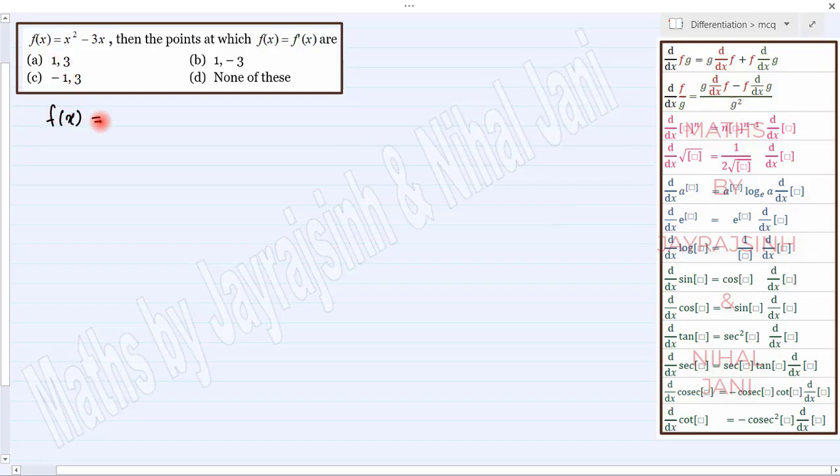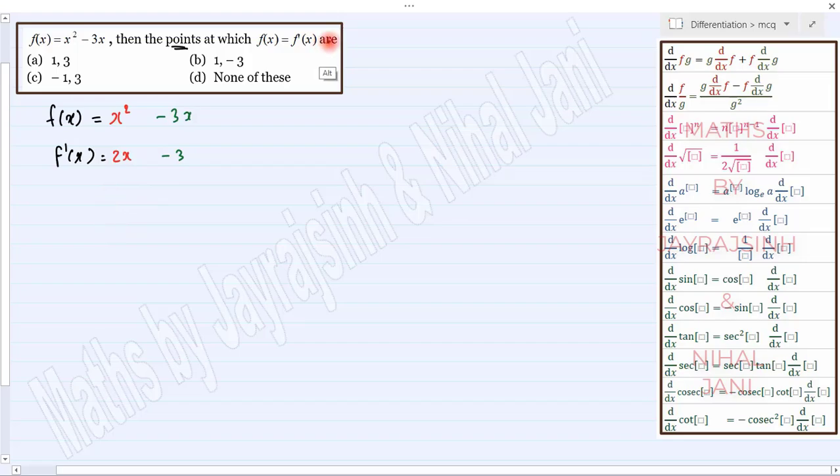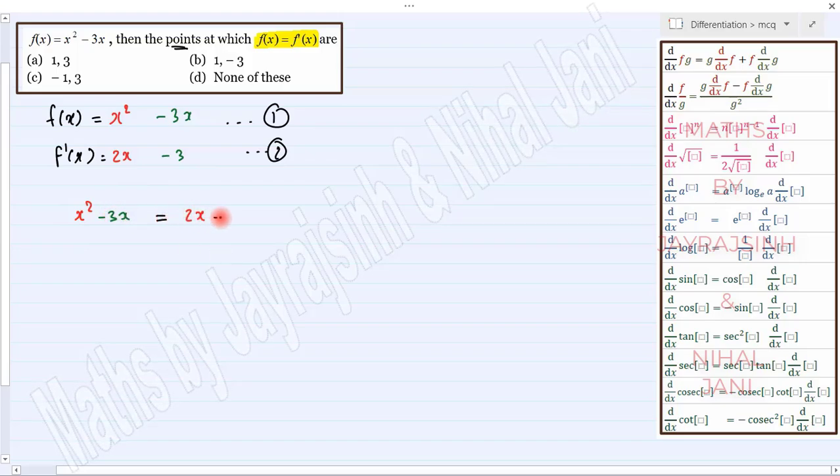If f(x) is equal to x square minus 3x, then the points at which f(x) is equal to f dash x are. So to get the point, let's find out f dash x, which is 2x minus 3. And for the required point, it is given that f(x) is equal to f dash x. So let's compare our equation number 1 and 2. So we will get x square minus 3x is equal to 2x minus 3.